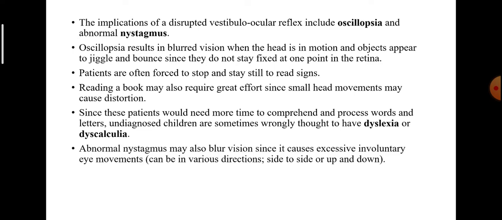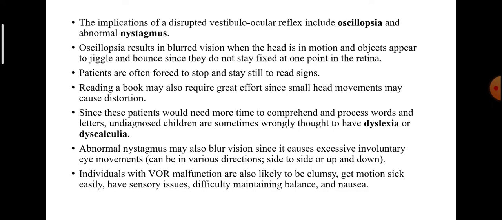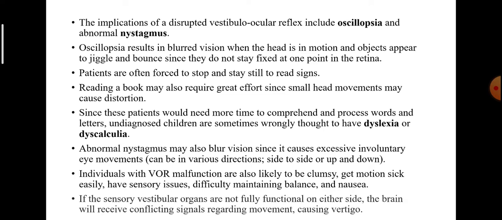Abnormal nystagmus may also blur vision since it causes excessive involuntary eye movements and can be in various directions, side to side or up and down. Individuals with vestibular ocular reflex malfunction are also likely to be clumsy, get motion sickness easily, and have sensory issues, difficulty maintaining balance, and nausea. If the sensory vestibular organs are not fully functional on either side, the brain will receive conflicting signals regarding movement, thereby causing vertigo.